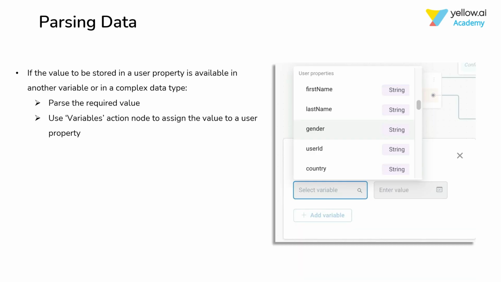If the value to be stored in a user property is available in another variable or in a complex data type, the required value to be stored in the user property has to be parsed. This can be done using a modifier node in the builder or by writing code. The value obtained after parsing can then be stored in the user property using the variable's action node.